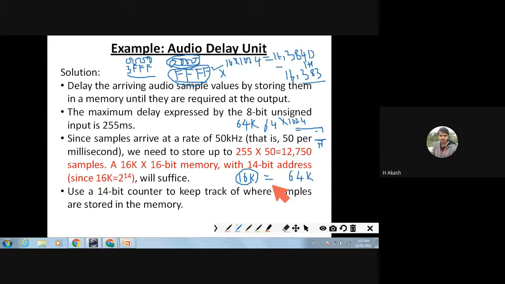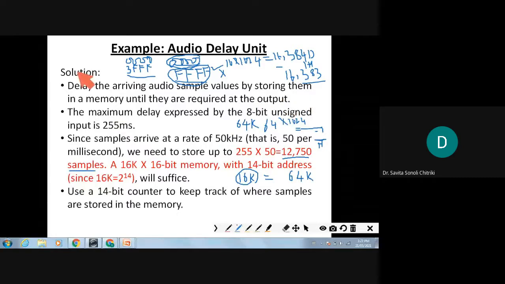We can use 4 16K memories. 4 16-kilobyte memories will suffice for 64 kilobytes of memory. Very good. That's what will be our next topic. So is it clear to all of you? 255 into 50, that means I need 12,750 samples with me.